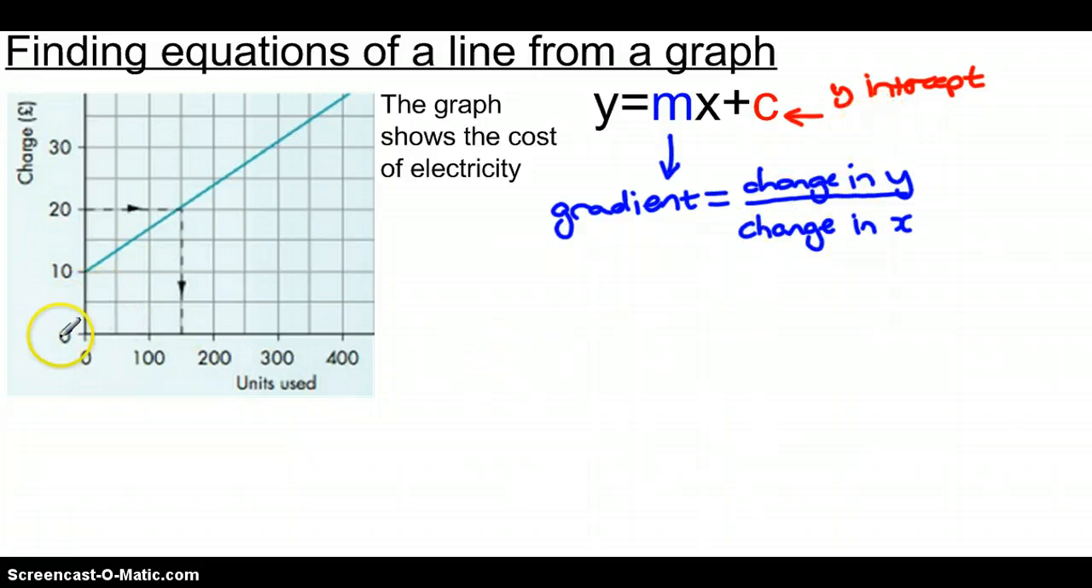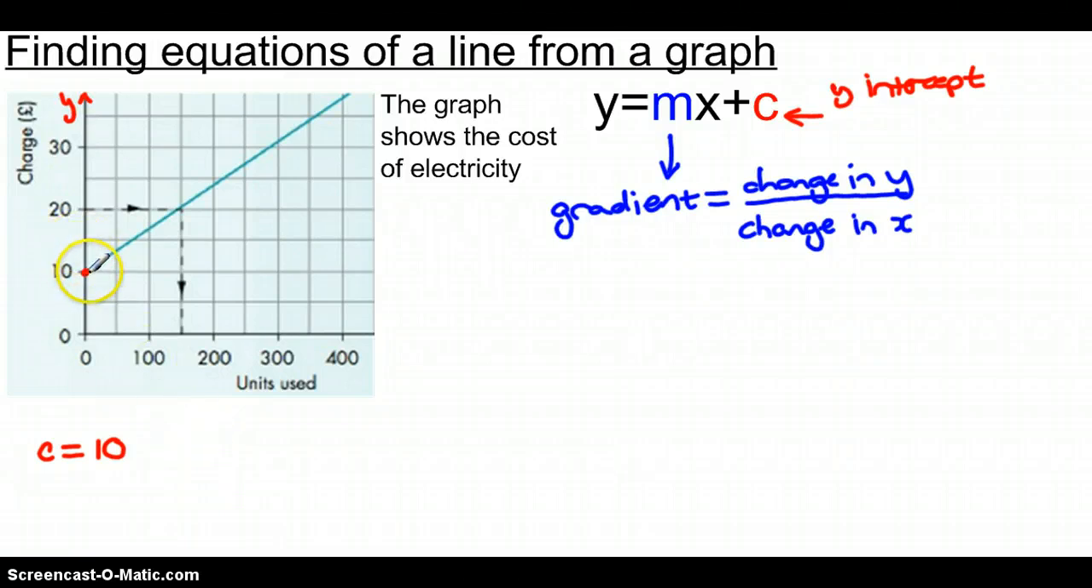So if we start with c, you should be able to see that in this case our y-axis here and this particular line here crosses the y-axis at 10. So in this case our c is 10, so that's not too difficult to find, just where the line crosses the y-axis. The gradient takes a little bit more work, but we shouldn't have a problem.